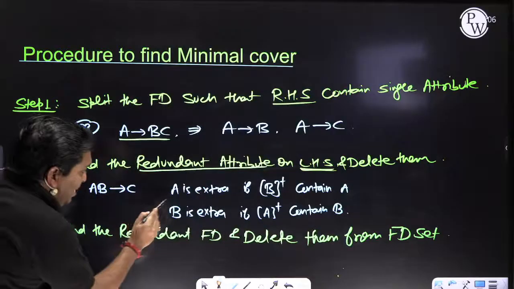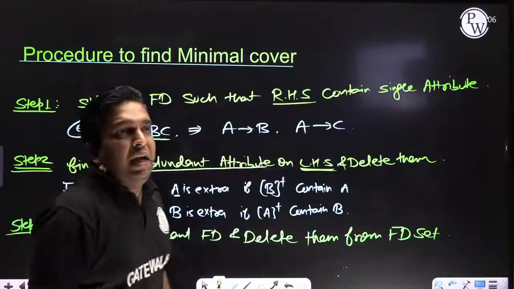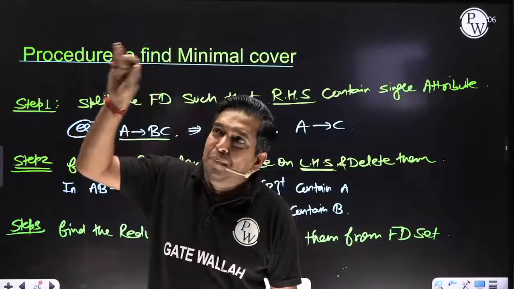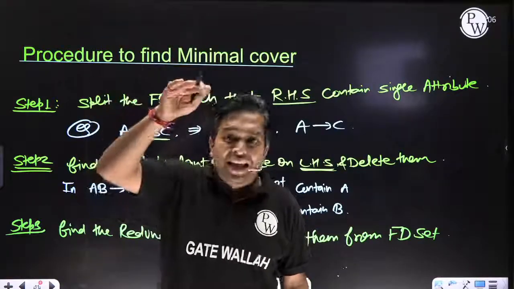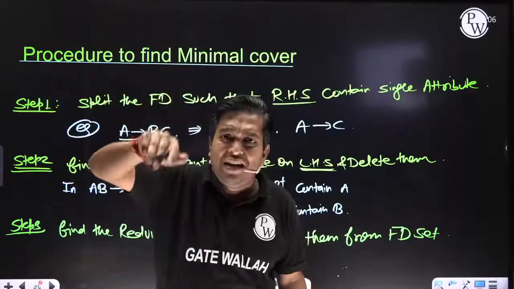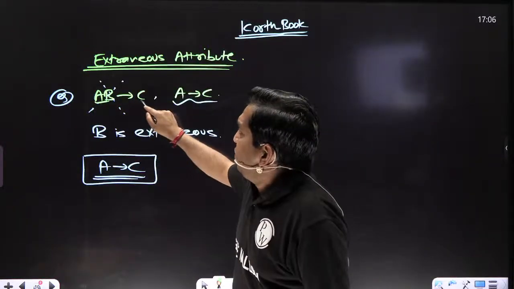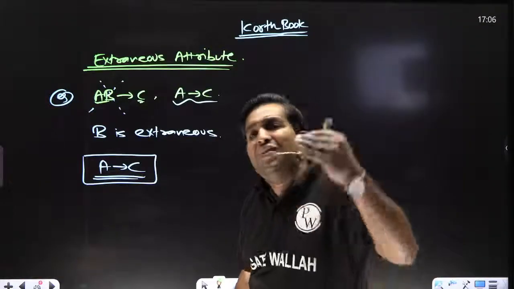Here A is extra. Let's suppose A and B are doing one work. When is A extra? When is B extra?